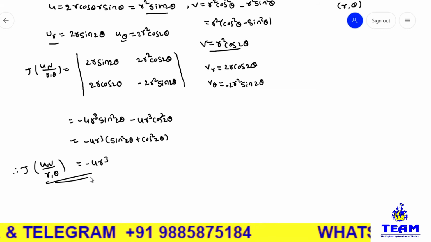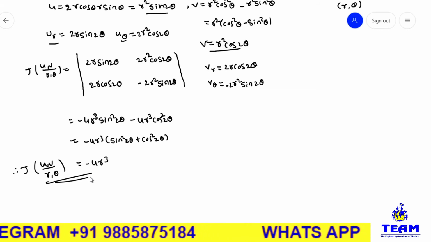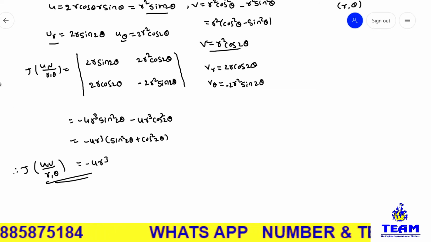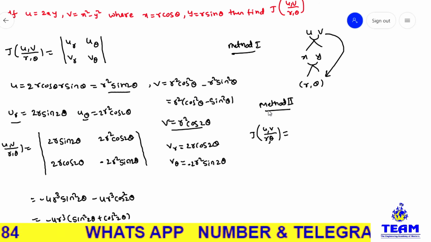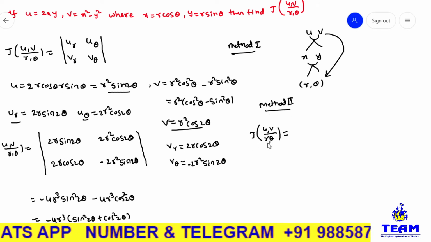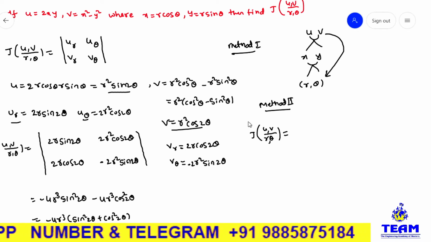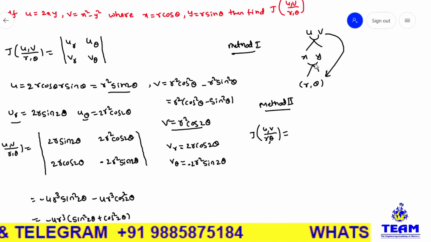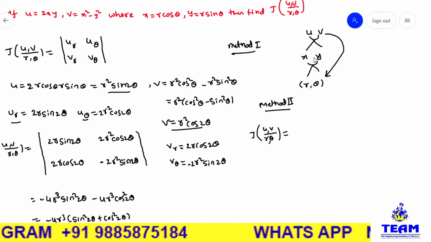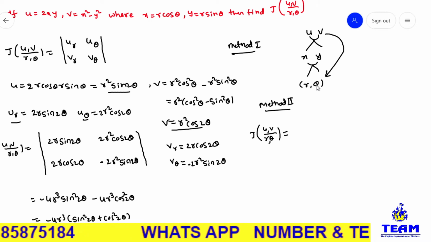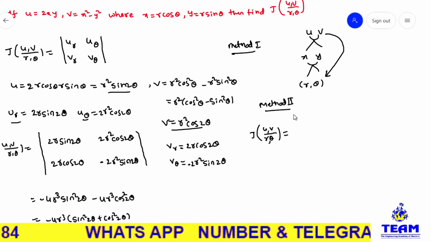This is the direct method. What about method 2? Method 2 is the chain rule. Okay, now I am going to explain method 2. Friends, now in method 2, we need to find the Jacobian of u, v with respect to r, theta. Actually, in the first method, what we have done, we substituted x, y values in u. Then finally you got u in terms of r, theta. But in this case, we are doing it separately.